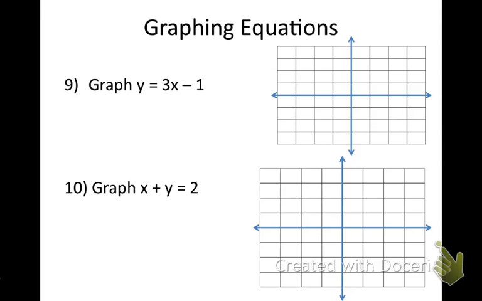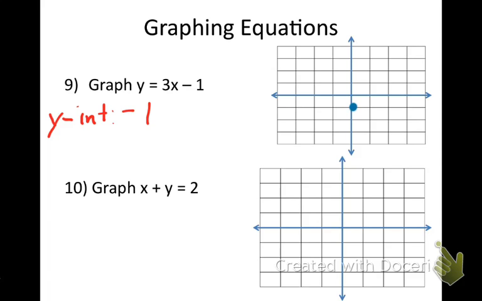All right, so number 9 here. Let's look at number 9. I want to graph y equals 3x minus 1. So I'm looking at that here. I want to find my y-intercept. Well, if I look at that, y equals 3x minus 1. That's in slope-intercept form. What's my y-intercept, Garrett? Y-intercept is negative 1. So I'm going to start off by plotting that.